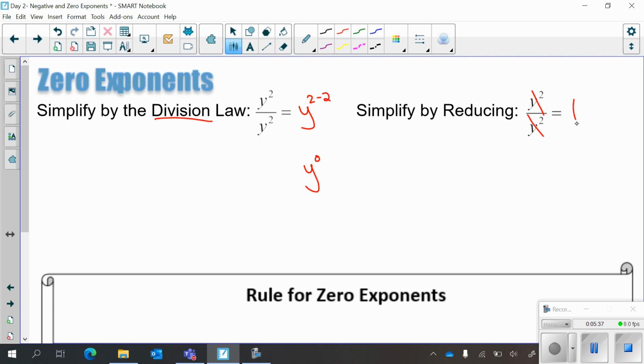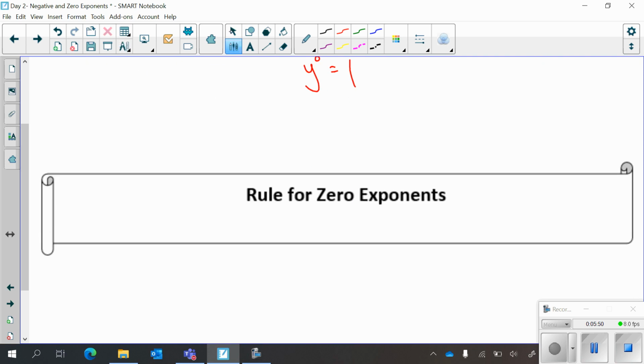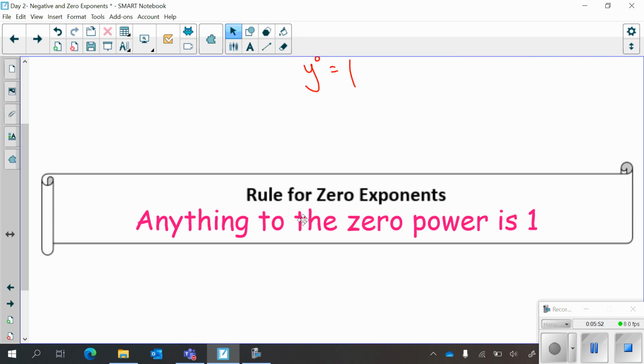So the thing is, when we did the division law, we got y to the 0, and when we simplify by reducing, we got 1. So basically, what we say is the rule for zero exponents is that anything to the 0 power is 1. It is sometimes hard to tell what your base is. Only your base goes to 1.